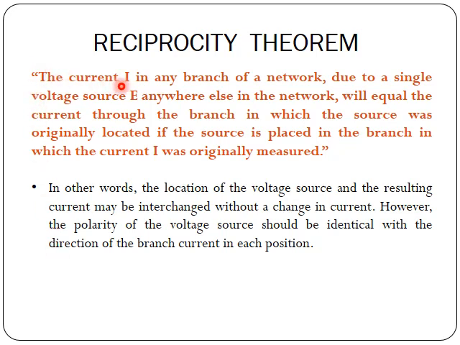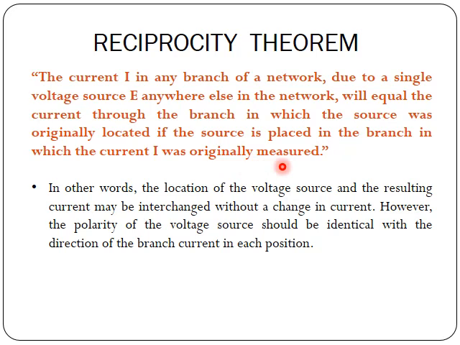The current I in any branch of a network due to a single voltage source E anywhere else in the network will equal the current through the branch in which the source was originally located if the source is placed in the branch in which the current I was originally measured.